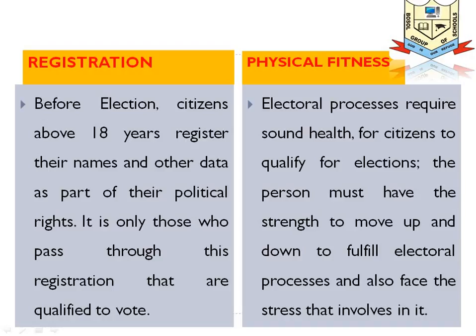Another qualification is physical fitness. Electoral processes require sound health. For citizens to qualify for elections, the person must have the strength to move up and down to fulfill electoral processes and also face the stress that is involved in it. I believe you have seen a situation whereby election is taking place or they are carrying out what we call a voting exercise. It involves a lot of stress. So for an individual to be able to participate, the person must be fit. He must be able to withstand the stress so as to be able to perform his political rights.